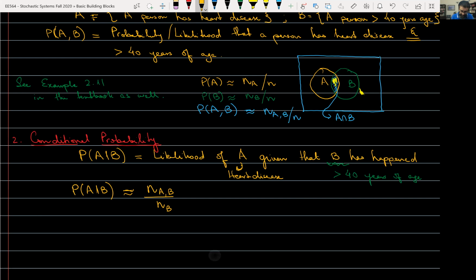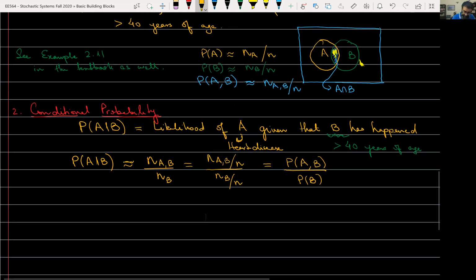Okay? So if I expand this slightly, this is N(A,B). I divide by N in both the numerator as well as the denominator. So what do I get in the numerator then? Probability of A intersection B, or the joint probability of A and B. And the denominator is just the probability of B. So this is the relationship between conditional probabilities and joint probabilities.